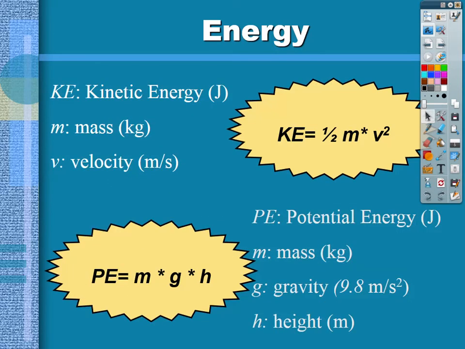So here are your formulas. Kinetic energy is 1/2 mv squared. You can see our units. Mass has to be in kilograms. You cannot plug grams into this formula. It has to be in kilograms. Velocity is always going to be in meters per second, so you're not going to have to convert that one.